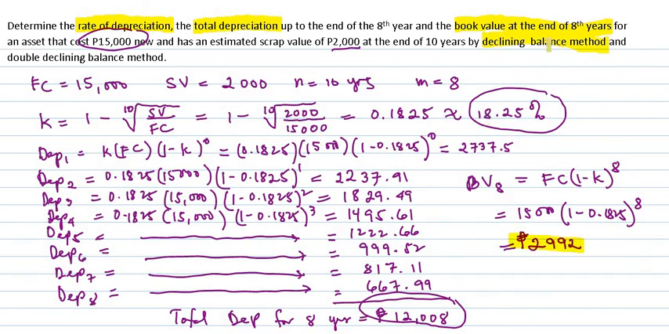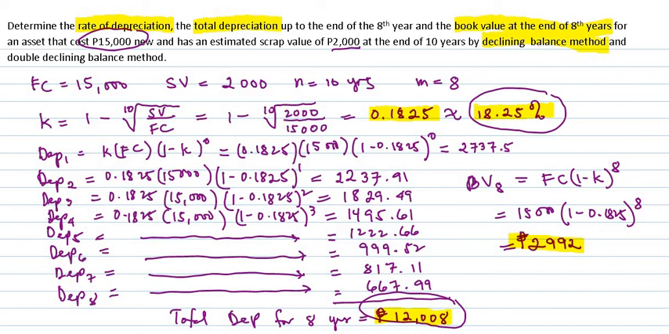So this is now the equivalent book value, 2992. Okay, that is the book value at the end of 8 years, and then total depreciation at the end of 8 years, and then the rate of depreciation, which is equivalent to 0.1825. So this is the declining balance method.